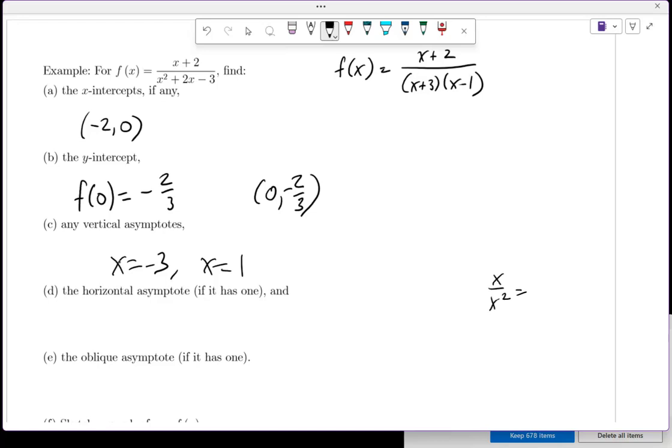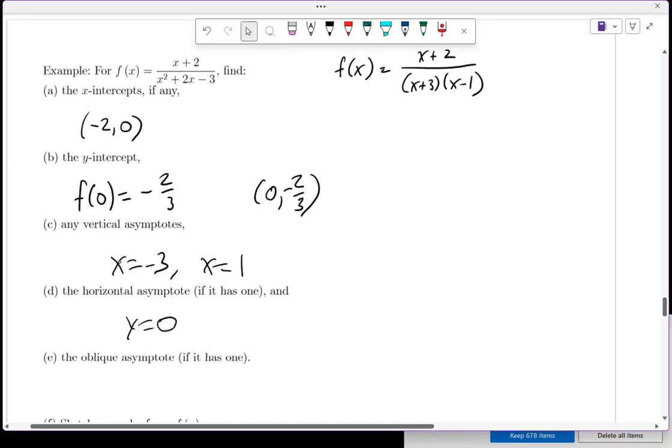Basically what that tells you is, and again, if you think about end behavior, you have x over x squared, which is 1 over x, right? That's end behavior, isn't it? As x gets really, really big, the fraction gets really, really small. So that tells you that we have y equals 0 for your horizontal asymptote.